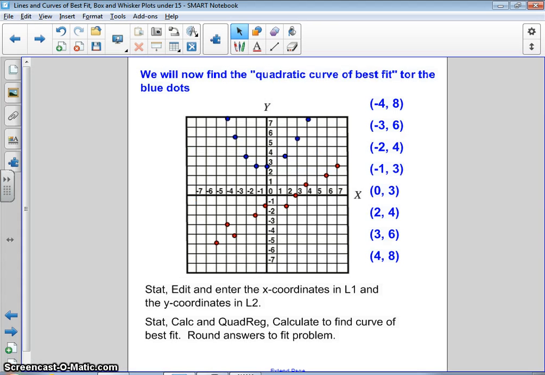So now we're going to turn our attention to these blue dots up here that we said kind of model a quadratic curve. The only thing that's going to change is what button we hit on the calculate screen. Putting these dots into the calculator is going to be the exact same process. I have the coordinates for all those dots written over here on the right. You may want to hit pause and jot them down, and then go ahead and type these into your calculators under line 1 and line 2.